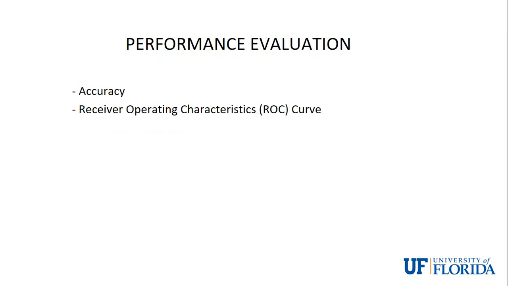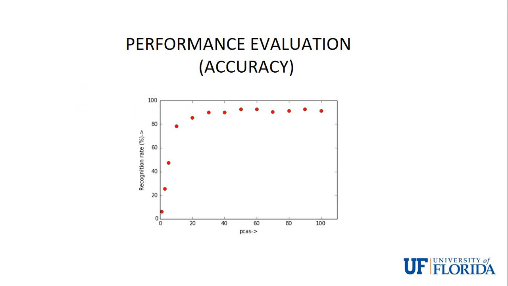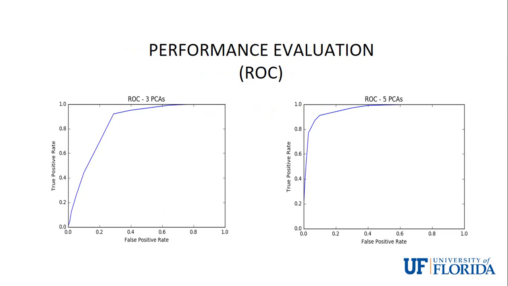So here we come to performance evaluation, which is chiefly based on the accuracy and the receiver operating characteristics curve. Accuracy is measured as the number of accurate predictions over the total number of images in the testing set. Here it can be seen that the recognition increases with the increasing number of principal components used. The receiver operating characteristics curve also corroborates the same finding, that the recognition increases with the increasing number of principal components. With a proper choice of threshold, it can be operated near slope equal to 1.